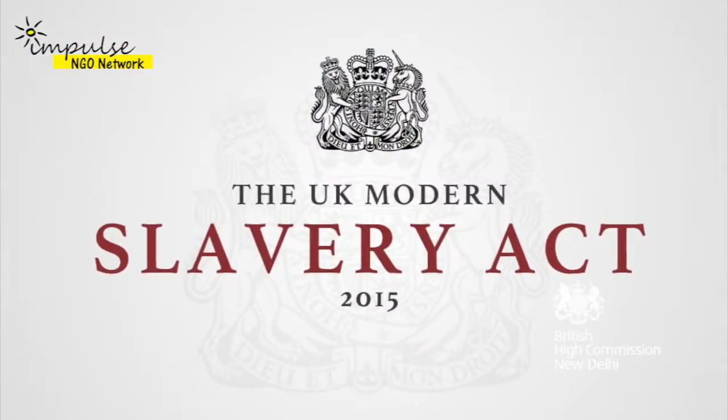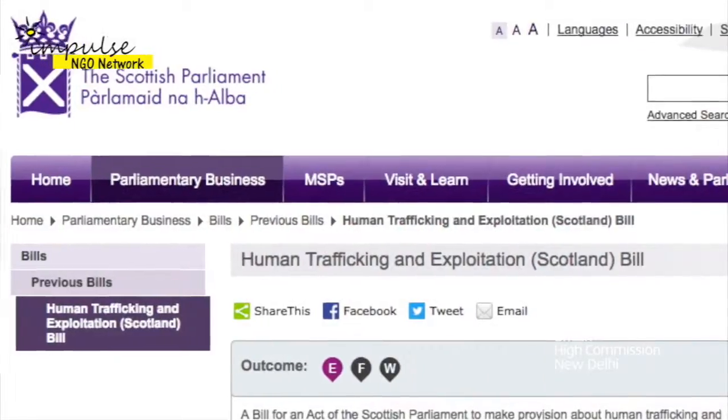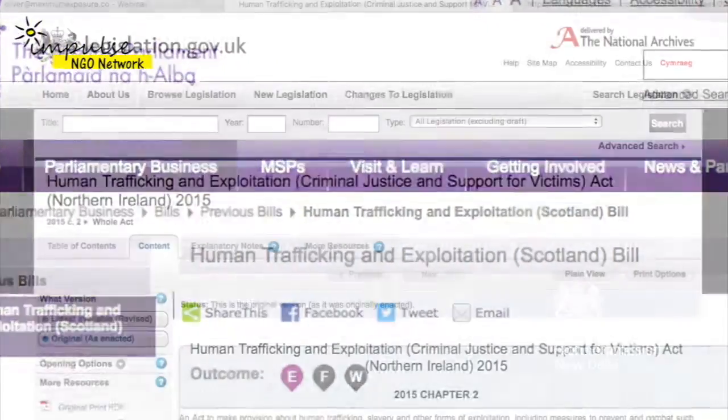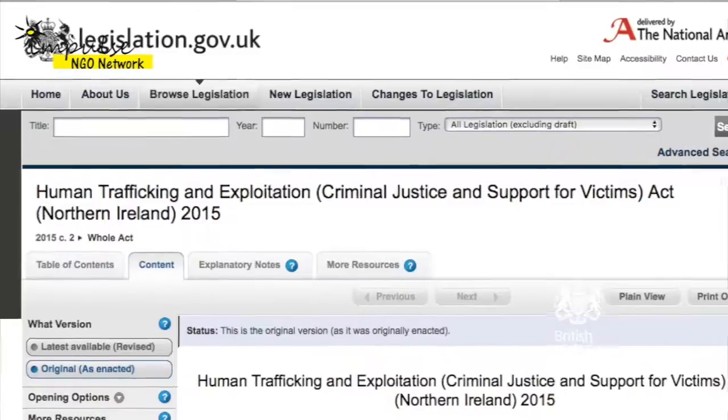There are many laws in the UK. The prominent law is the Modern Slavery Act 2015, the Human Trafficking and Exploitation Scotland Act, the Human Trafficking Ireland Act 2015. We are taking away a lot of things that we need to be able to inculcate, imbibe in our systems.